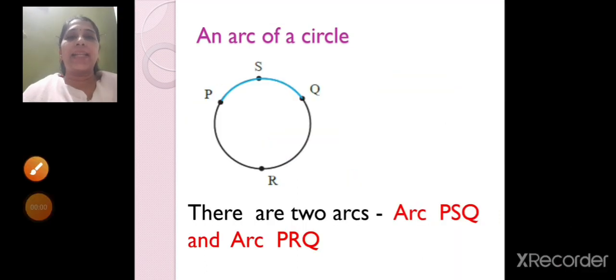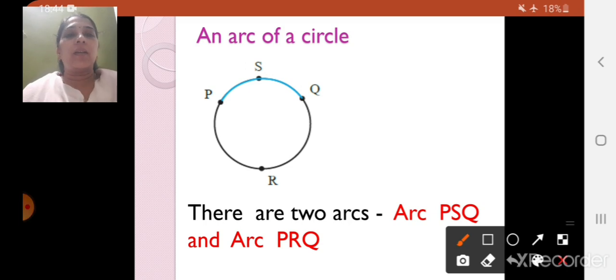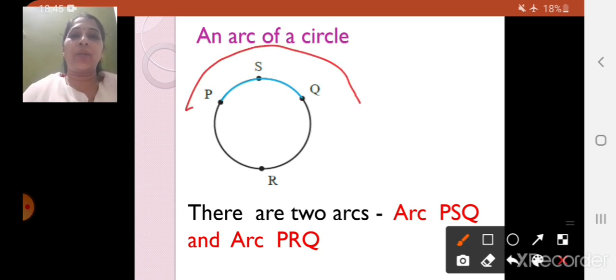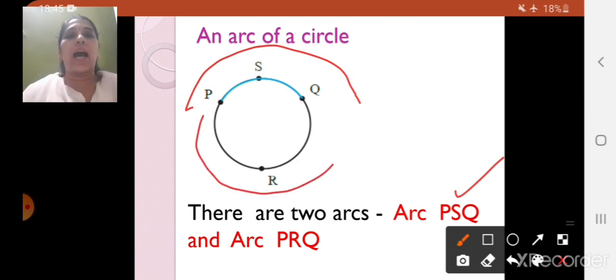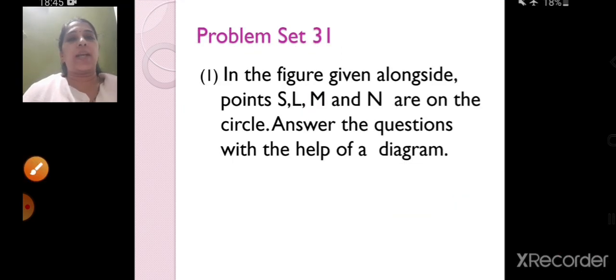So let's again see the arc of a circle. You can see here children, the blue line from P to S to point Q, that is your one arc, that is arc PSQ, right? And the black color line from point P through R to Q, that is your another arc, that is arc PRQ, right? So let's move to the next one.